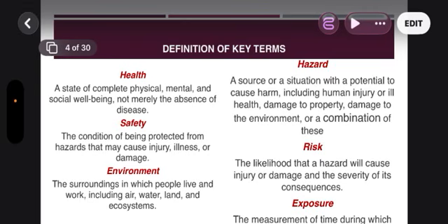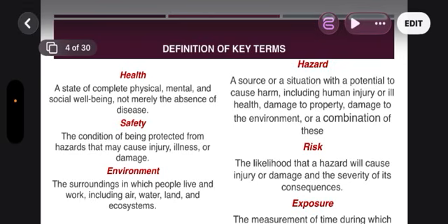Safety is the condition of being protected from hazard. It's not the absence of hazard. There's hazard, but you are safe from it, the hazard that may cause you injury, illness, and damages. Environment is the surrounding in which people live, where we do our work. That includes the air we breathe, the water we drink, the water around us, land, and the ecosystem.